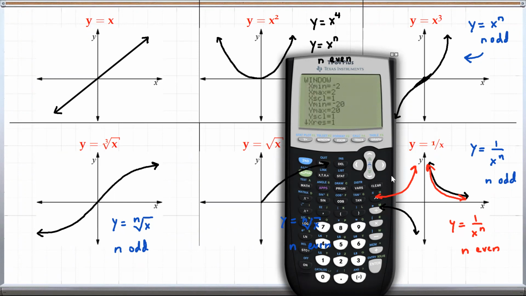To get a better view, we can have a smaller y window, maybe like negative 10 to 10, a little bigger x window, so negative 5 to 5. Hit graph. Okay, so this is again a parabola. Even if you try y equals x to 20, it will still have a similar graph. So hit graph.